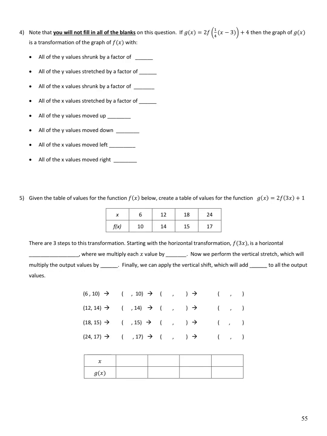We will not be filling in all of the blanks on this question, but I have a transformation of f. G is a transformation of f. And instead of a, b, c, and d, like in the previous question, I have actual numbers here: 2, a quarter, minus 3, plus 4.